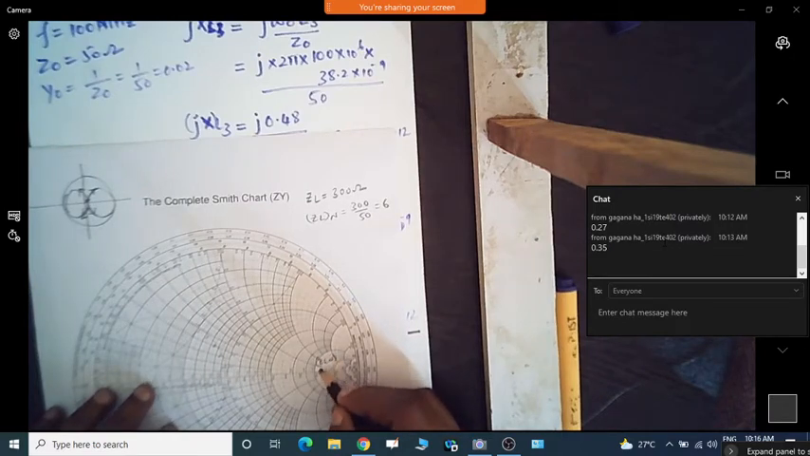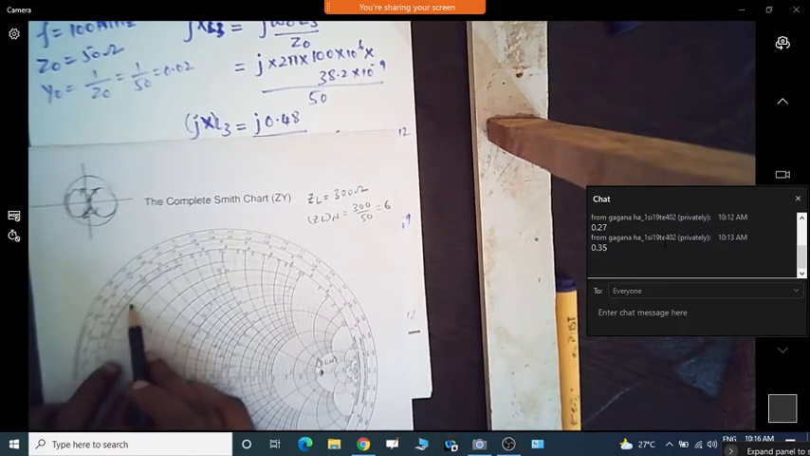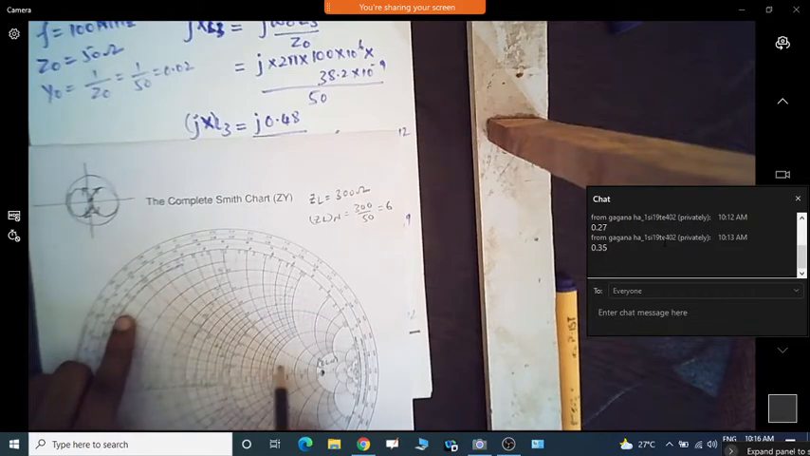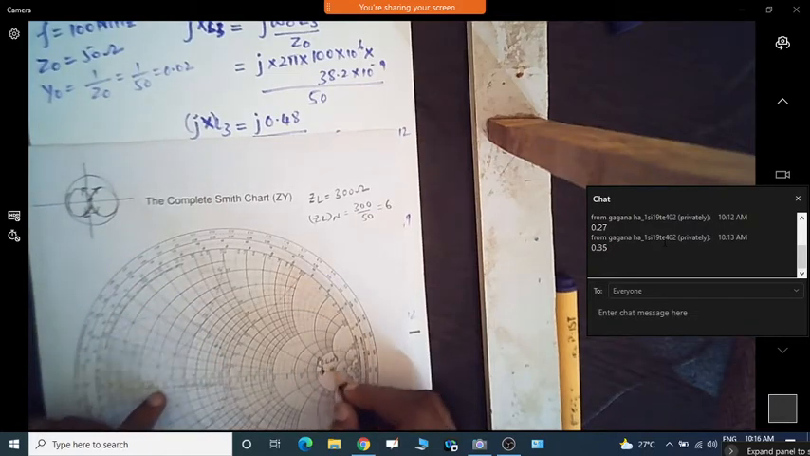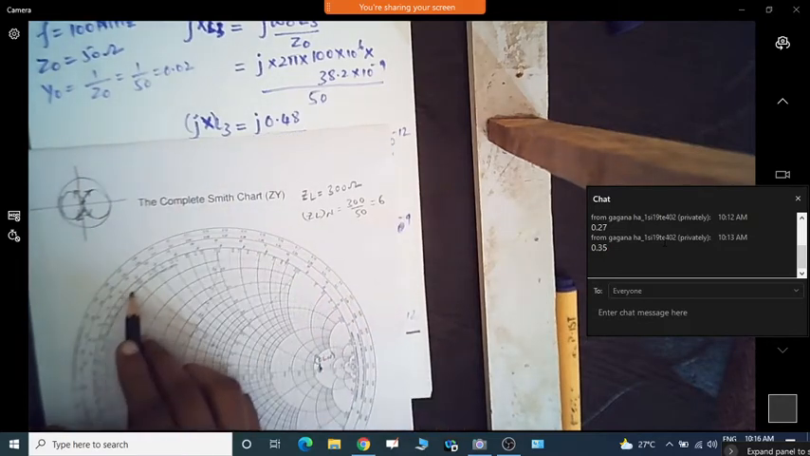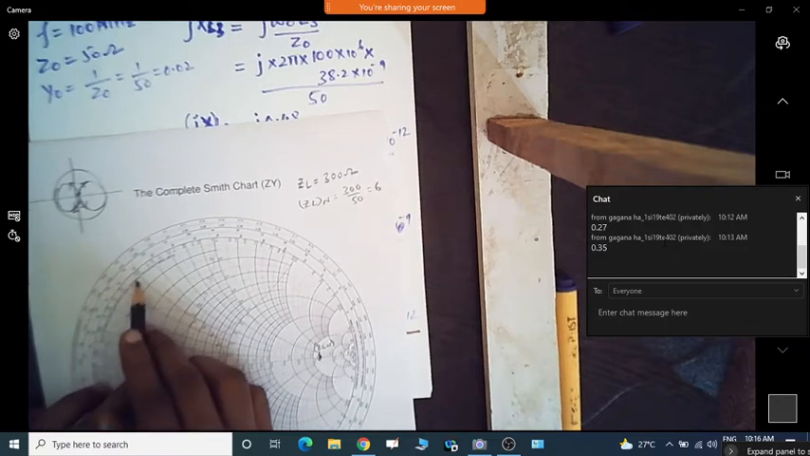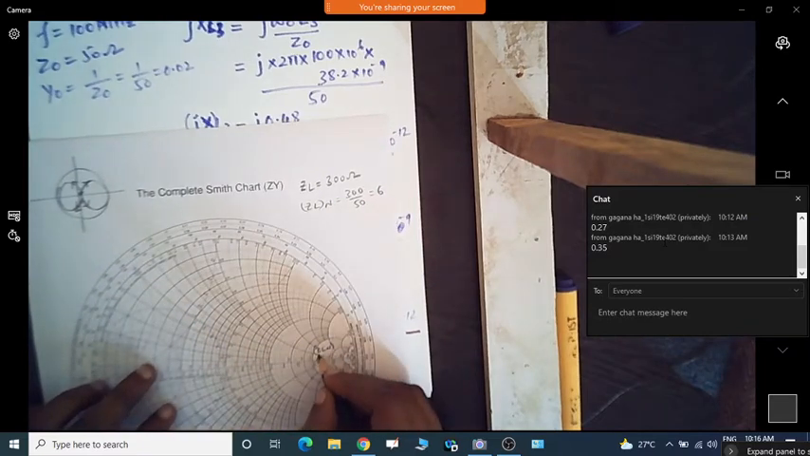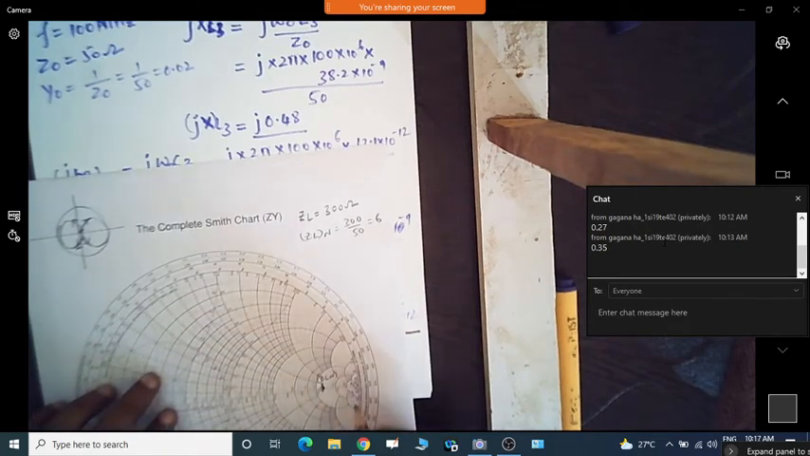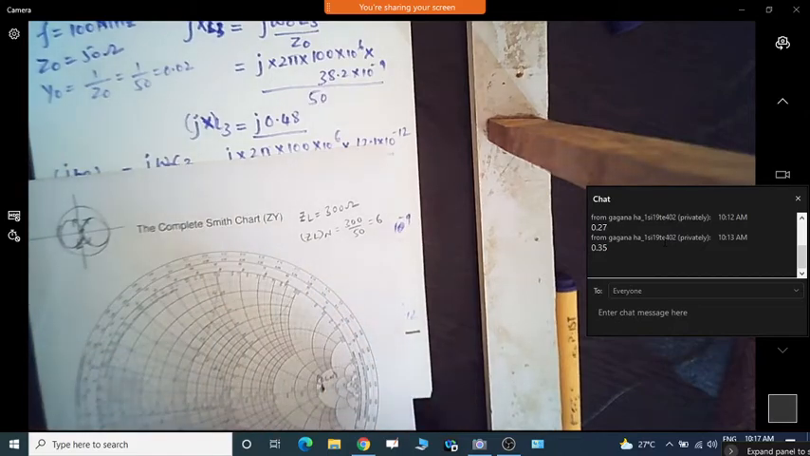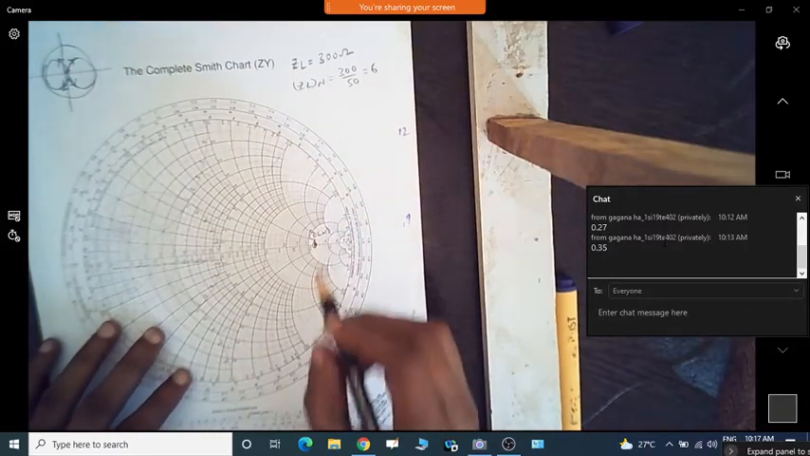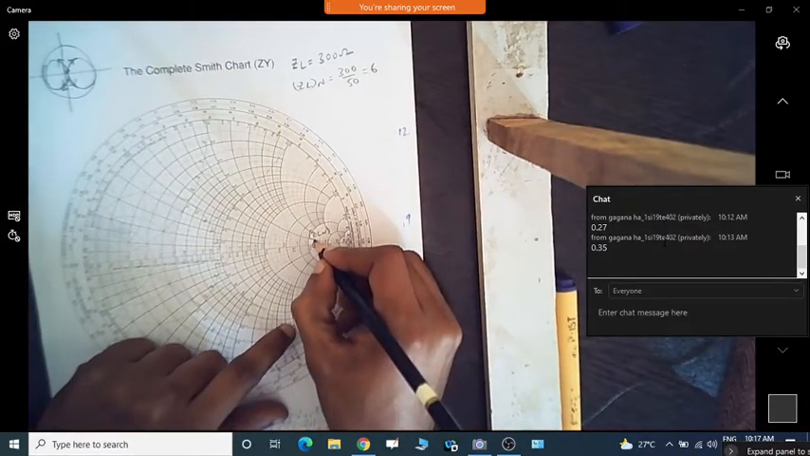Since it is a series inductor, now we can see where the 0.48 actually is. So this is 0.48, and if you come nearly, somewhere here we are going to get the value. Very near to it is the 0.48, the reactance offered by the inductor. It is a very small value, so we cannot make it out here, but you can see very clearly it will give that value.